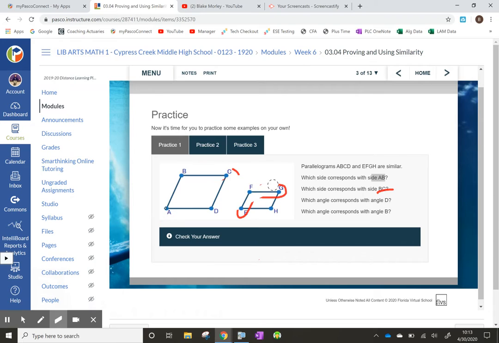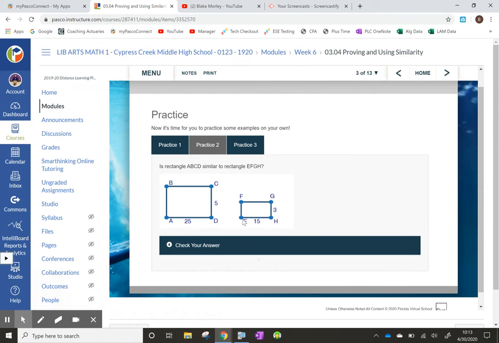And then the third question says which angle corresponds with angle D. So angle D is the one down here. I would say that angle H is the one that corresponds with that. And for angle B, I would say angle B corresponds with angle F, right? Just making a matching, just finding out what part corresponds with what, essentially.